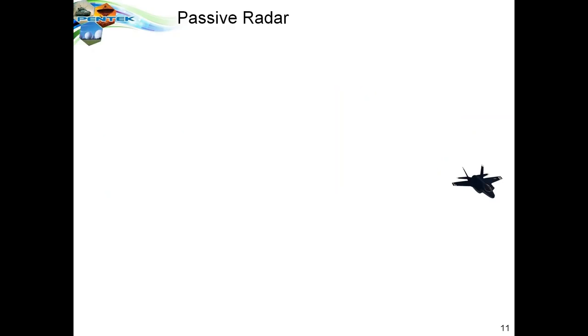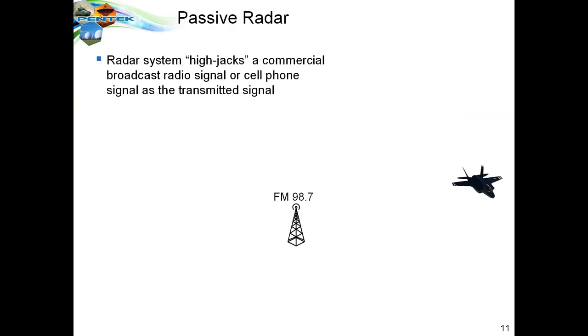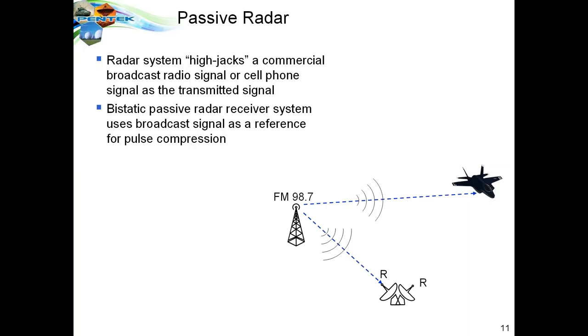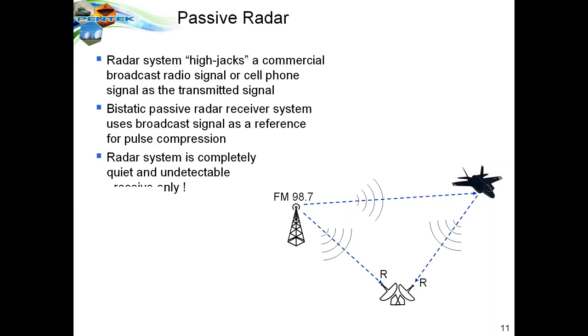Passive radars are becoming increasingly popular. Here, the radar system hijacks a commercial broadcast radio signal like an FM station or a cell phone signal as the transmitted signal. Then, using a bistatic array, where you have an antenna located remotely from that broadcast station, you can use pulse compression to take the signal that's coming from the transmit tower as your reference pulse and take the signal that's coming from the target reflected back as your return pulse. And thereby, pulse compression can actually separate the unique signal that's being returned from the target.